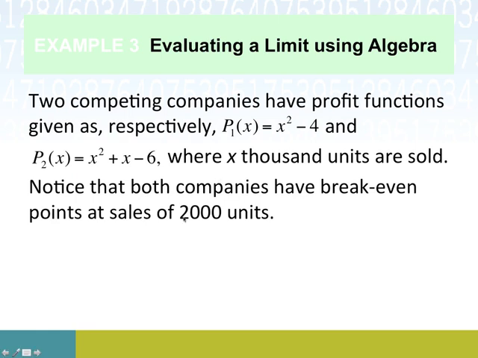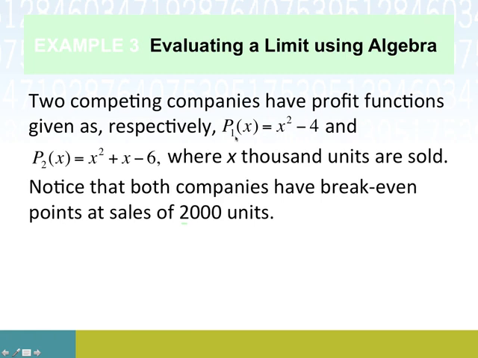Well, keep in mind that 2,000 units really means that x is equal to 2. But if we took x equals 2 and dumped it in here, we would get 2 squared, which is 4, minus 4. That's a profit of 0. And that's what it means to have a break-even point at that production level.